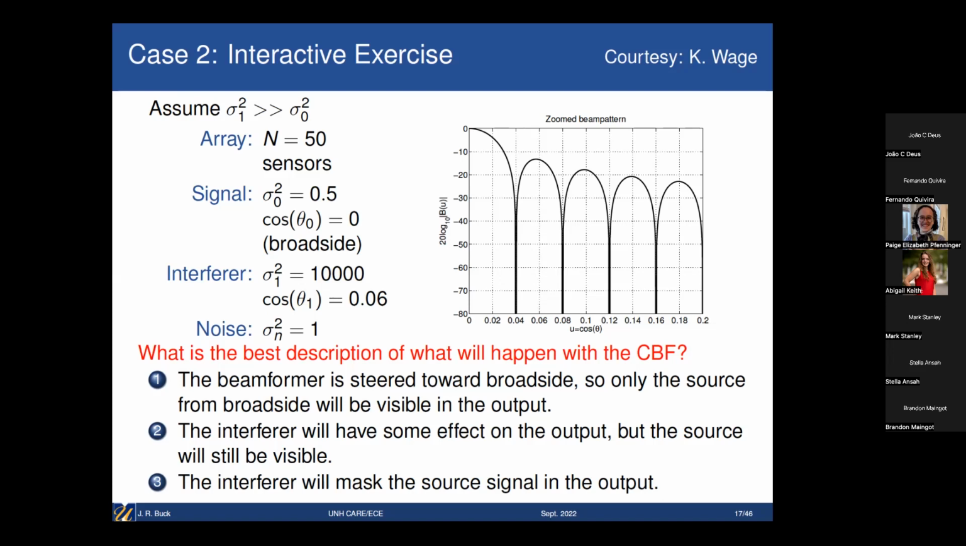I want you to think about which of these three cases best describes what's going to happen. Well, you say the beamformer is steered at broadside, right? We have a nice, I'm showing just the positive half, it's symmetric over here. I have a nice gain of 0 dB, so only the source from broadside will be visible, because that's where I'm looking. You could say the interferer will have some effect on the output, but the source will still be visible. The interferer is like a little more noise. Or the third one, the interferer will completely mask the source signal I'm looking at.